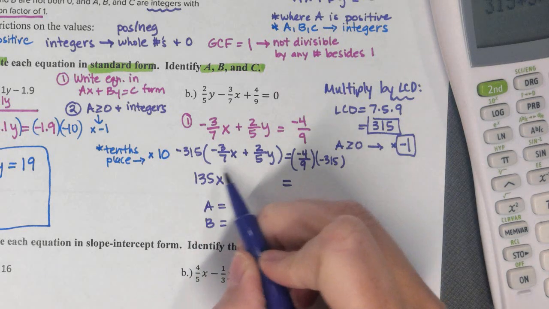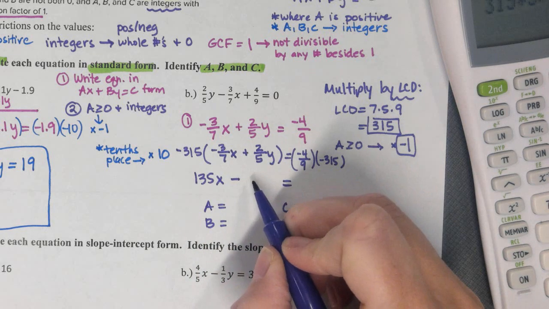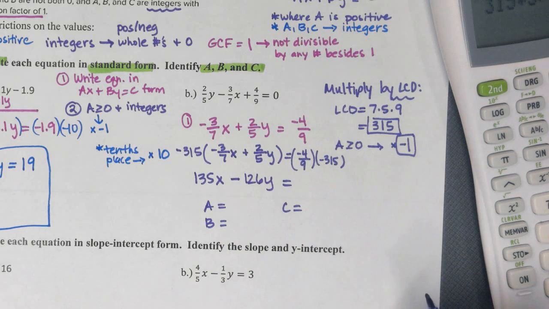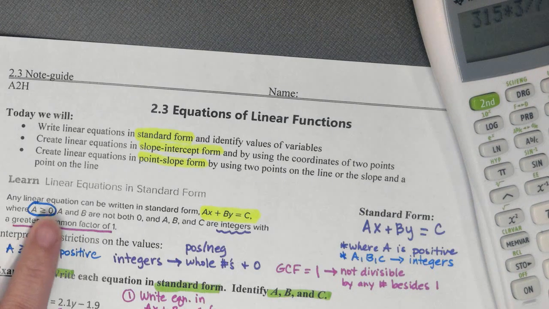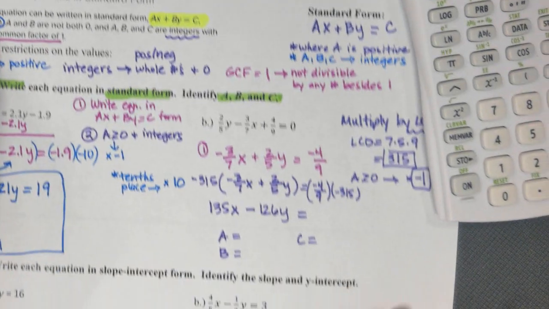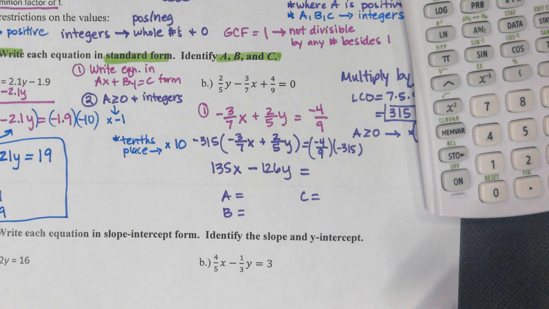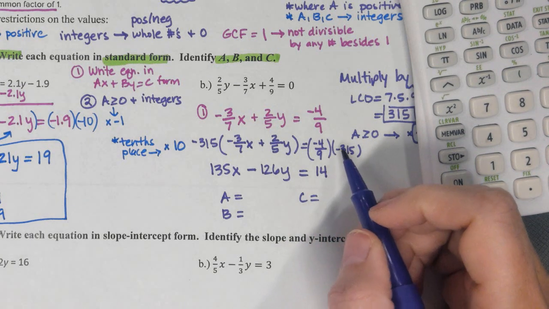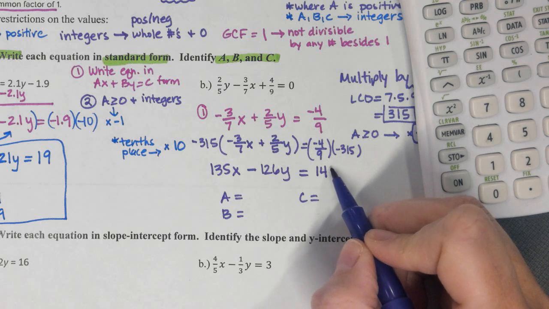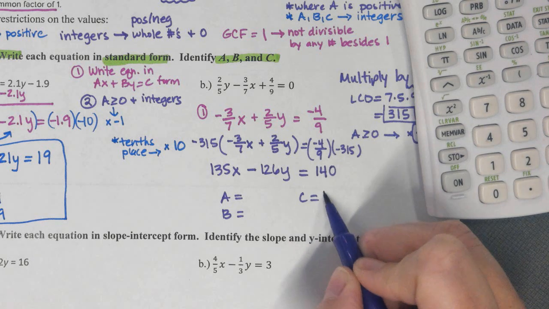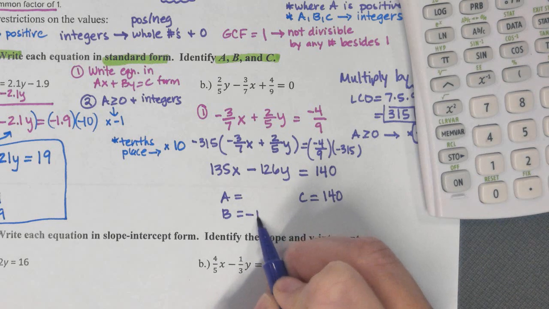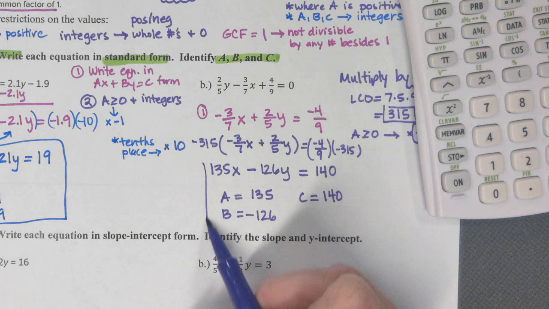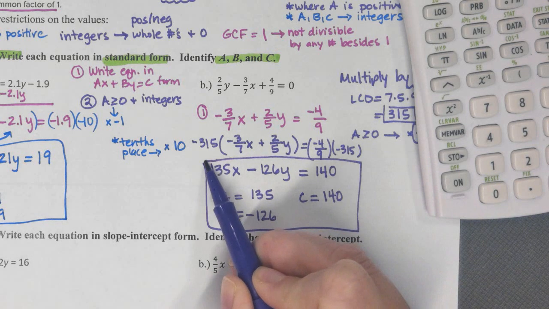Make sure you're paying attention to your signs. So this one should be a negative. What's that? Yep, that's the only restriction we had up here, is that a had to be positive. Alright, and then you can check yours with mine, make sure you did the rest of it correctly.